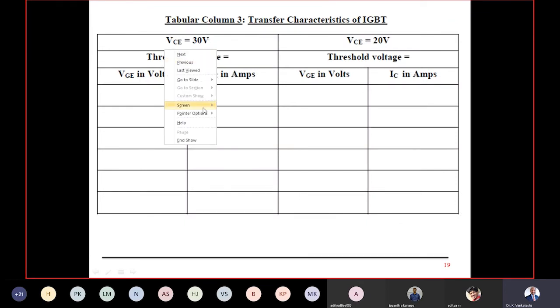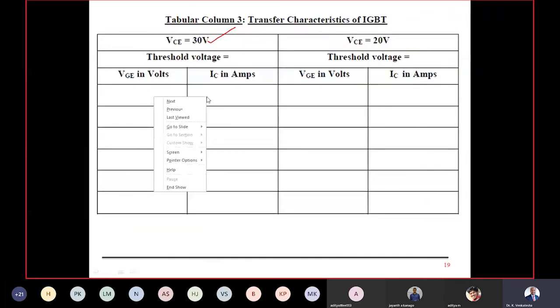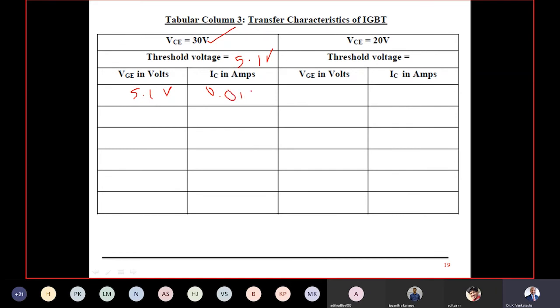So first, what we did, we set our VCE to 30 volts and gradually increase PS1 such that my VGE reaches slightly more than the threshold voltage, say 5.1 or 5.2 volt. Then immediately the drain current starts flowing. That is my first reading. Whatever you copy here, 5.1 volt, the same 5.1 volt I copy here. Both must be the same, remember. The respective current is 0.1, not 1 amp. So the first reading here is the same as here also, the threshold voltage.